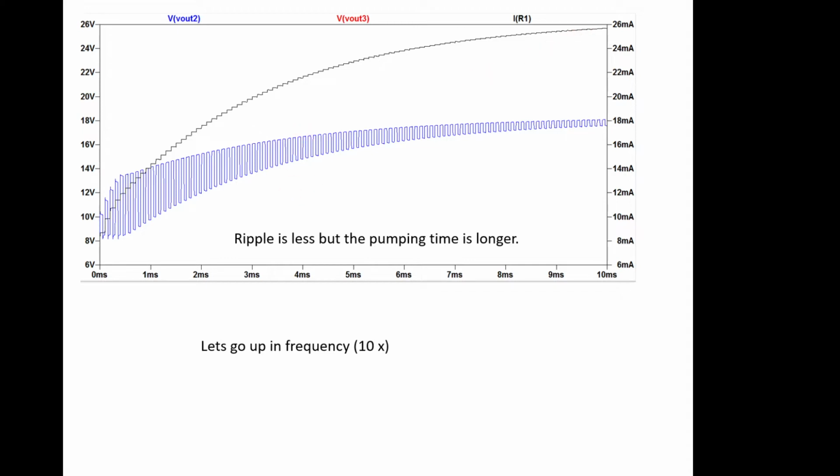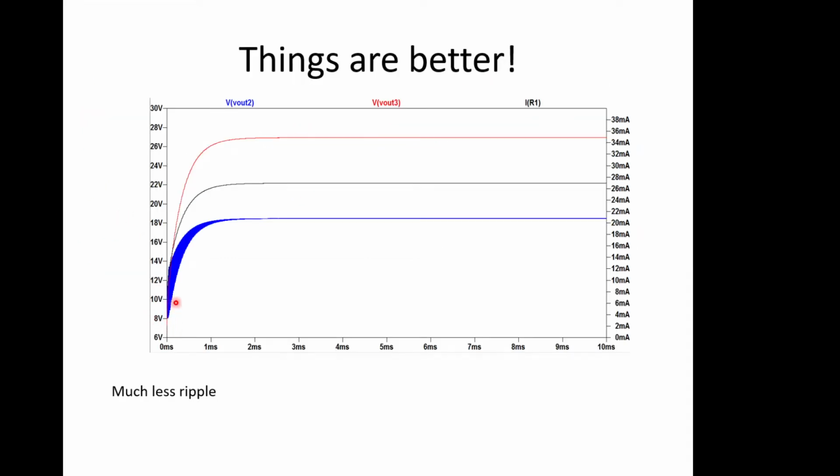So if you go up in frequency, now all of a sudden everything is looking quite nice. It's getting up to speed relatively quickly, and then it's stabilizing. At this scale we can hardly see any kind of ripple on this thing at all. Obviously we get the ripple back if we took out more current. So you can see that this is quite an elegant system in many ways.